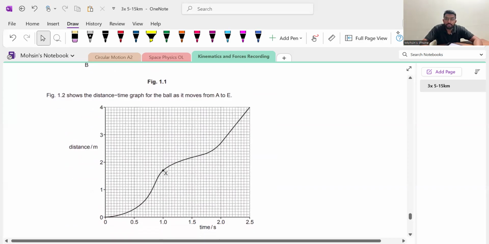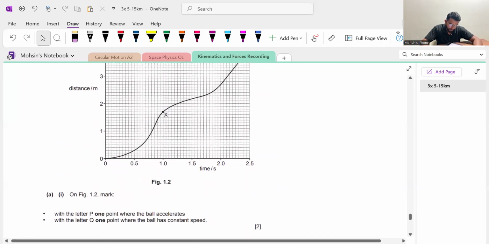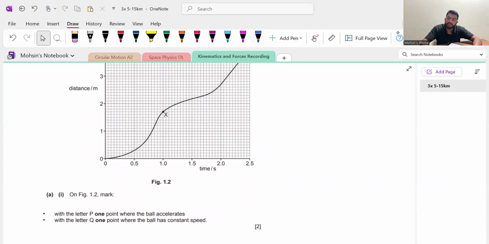Figure 1.2 shows the distance time graph for the ball as it moves from A to E. On figure 1.2, mark with the letter P one point where the ball accelerates. Guys, it's a distance time graph. The gradient of distance time graph gives us speed.